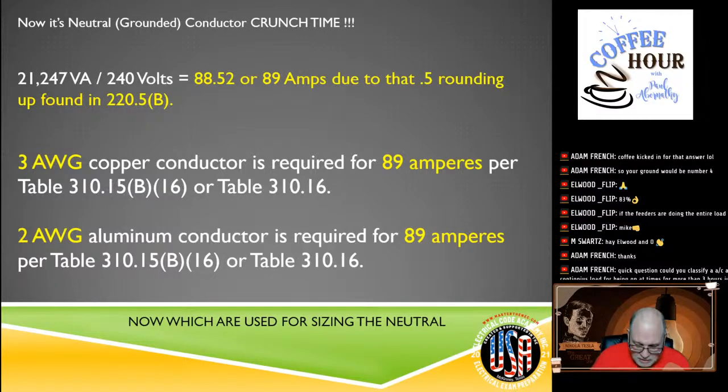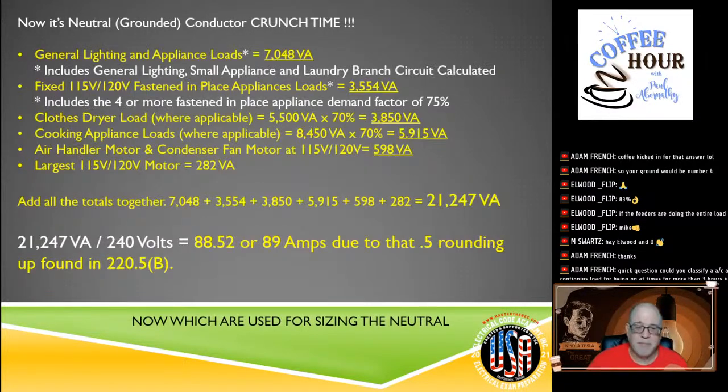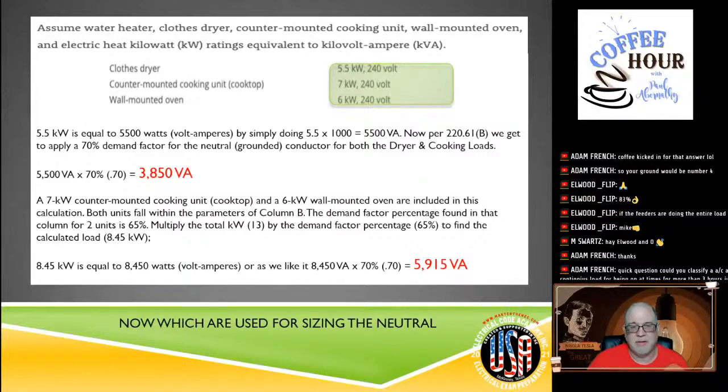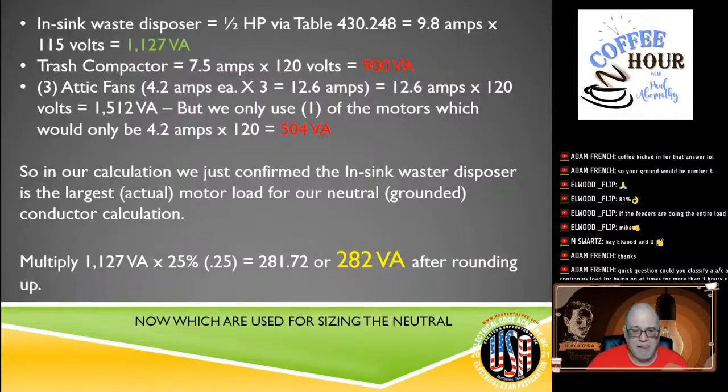And so we need to go into the 75 degree column and we're going to go down and we need one that's going to handle our 89 amps. Well, it looks like to me, I need a 3 copper or I could get that in aluminum. I'm going to need at least a number 2 for that to be able to handle the 89 amps. And that's going to be sizing my grounded conductor. Okay. All right. That's pretty much it in our calculation. It's just that simple to size everything through the calculation. So it doesn't get any more complicated than that.